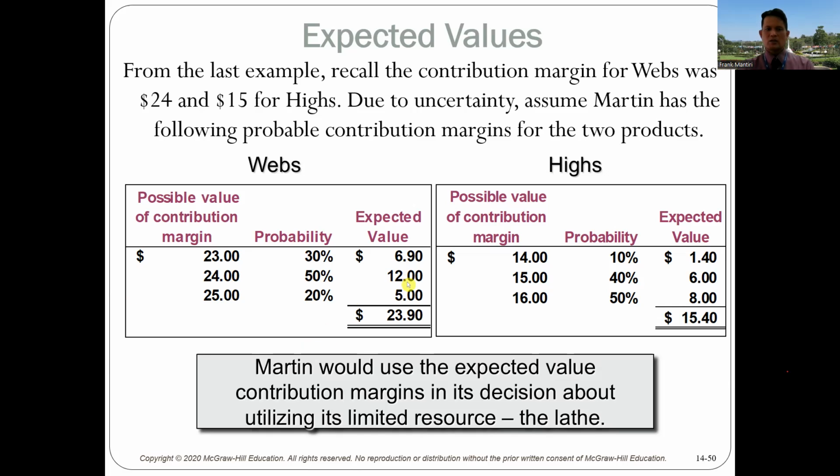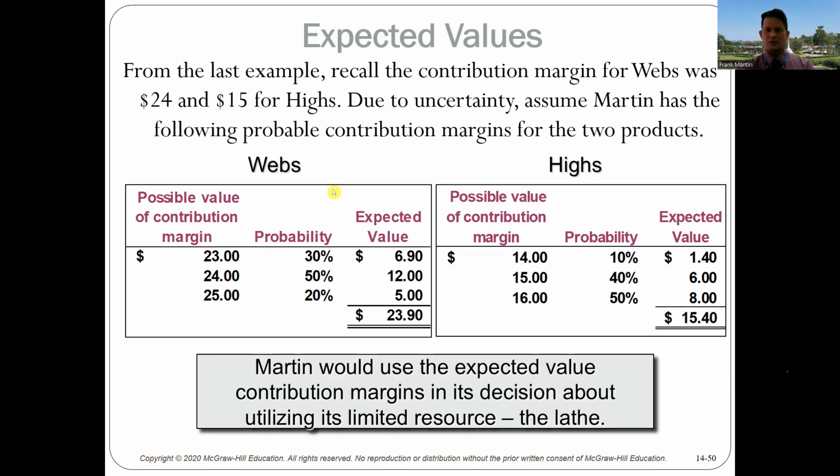And if it is $25 of contribution margin, the probability is 20%, you will get an expected value of $5. So the total expected value here is $23.90. That is the expected value out of this probability.